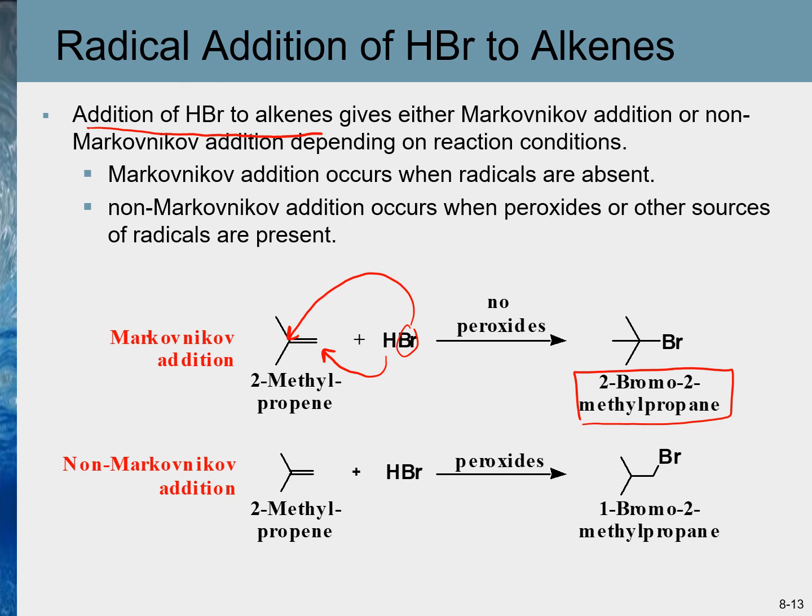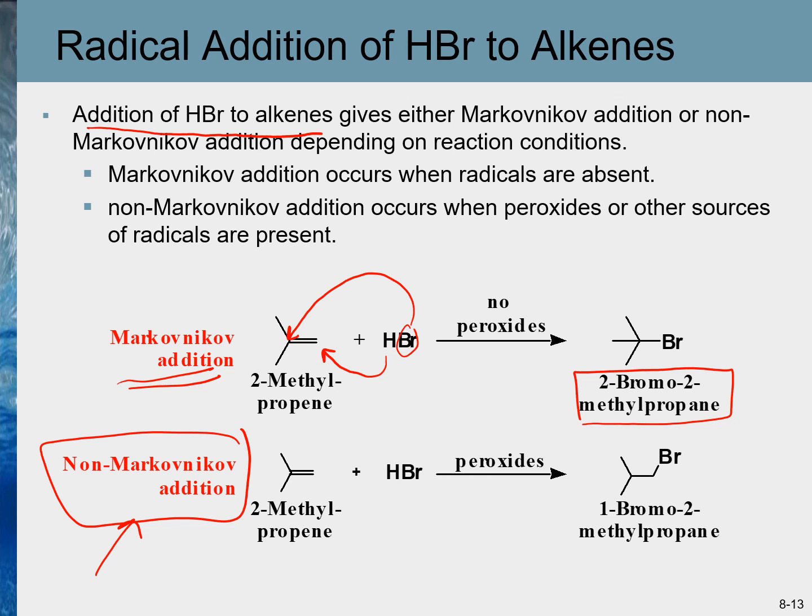So in the early 1900s, when chemists were investigating this reaction, they were observing that whenever they conducted the addition reaction of HBr to alkene, sometimes they would get the Markovnikov's addition and sometimes they would get the non-Markovnikov's addition. So that puzzled them quite a bit, why in some cases they were getting a Markovnikov's product and in other cases they were not.